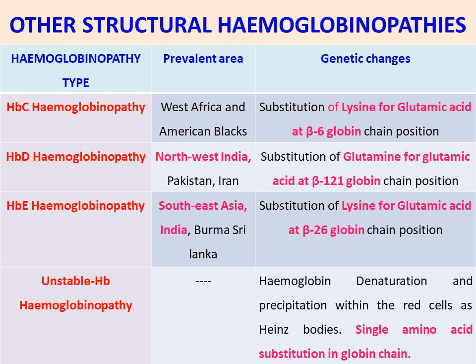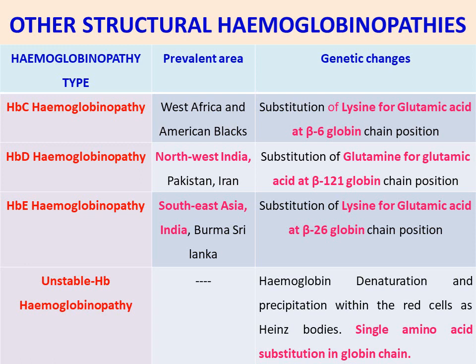First, HbC hemoglobinopathy: West African and American blacks. Genetic changes: substitution of lysine for glutamic acid at the beta 6 globin chain position. Then HbD hemoglobinopathy: Northwest India, Pakistan, Iran. Northwest India, that means Gujarat, Rajasthan, Pakistan and Iran. Substitution of glutamine for glutamic acid at the beta 121 globin chain position.